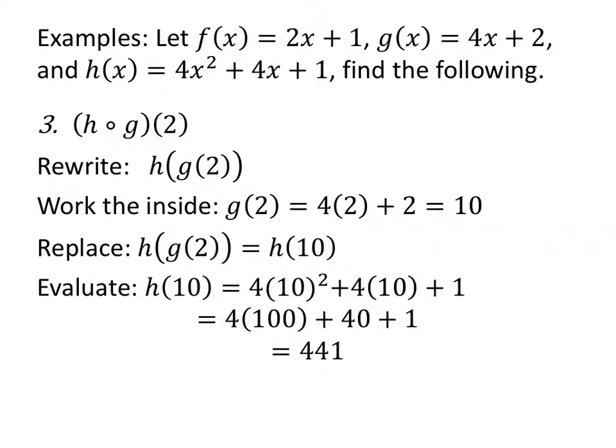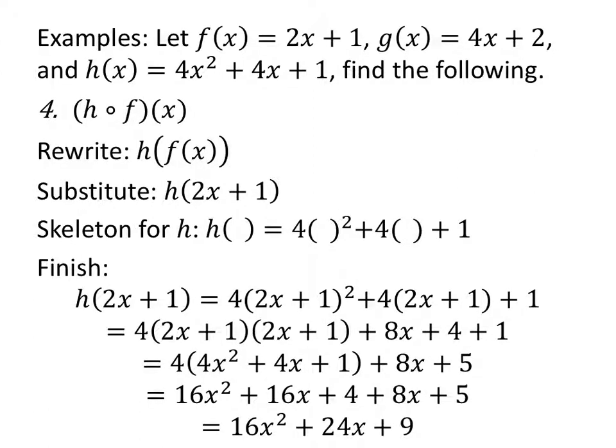h composed with g at 2. I'm going to rewrite it. h evaluated at g of 2. I'm going to work the inside. g of 2 is 4 times 2 plus 2. That's 8 plus 2, which is 10. Instead of h of g of 2, I know g of 2 is 10, so I'm going to call it h of 10. And then I'm going to evaluate h. I'm going to take out the x and replace it with a 10. I have 4 times 10 squared, plus 4 times 10 plus 1. 10 squared is 100, so I'll have 441 as my value.